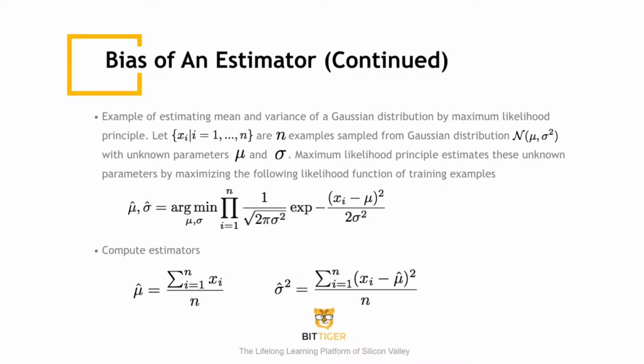Here is an example of estimating the mean and variance of a Gaussian distribution by the maximum likelihood principle. Let x1 to xn denote n examples which are sampled from a Gaussian distribution with unknown parameters mu and sigma. The maximum likelihood principle estimates these unknown parameters by maximizing the following likelihood function of training examples. We get that mu hat equals the sample mean and squared sigma hat equals the sample variance.